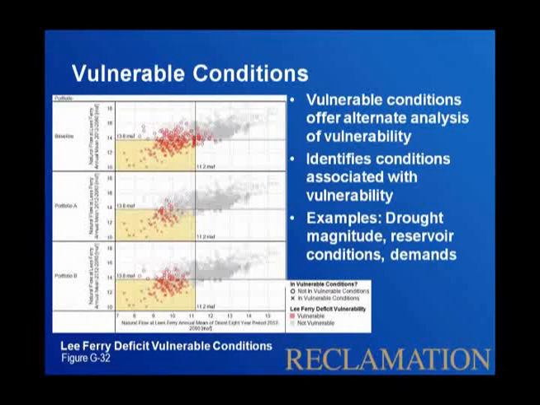At this point, we switch back to our vulnerable conditions analysis. As a quick review, vulnerable conditions is an alternate analysis of vulnerability. Essentially, we're trying to identify the conditions associated with the vulnerability, examples being drought magnitude, reservoir conditions, demands, etc. Now, this is the same exact figure that we used earlier as an example for this type of analysis.